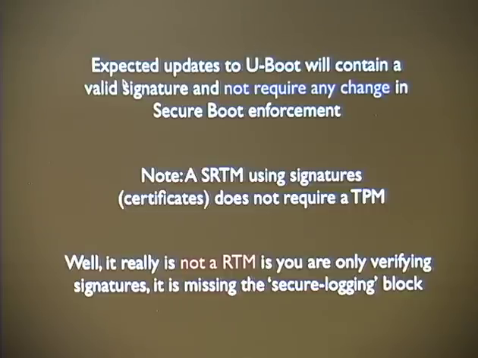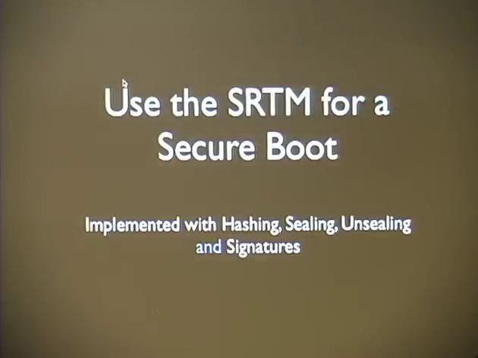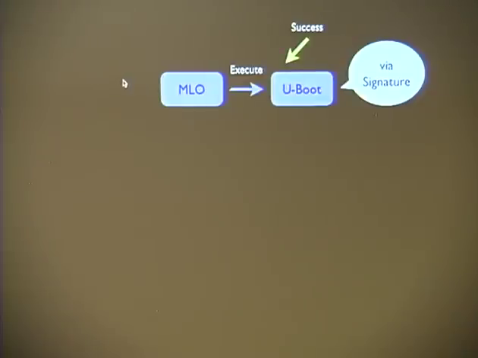And then the static root of trust measurement using signatures or certificates does not require a TPM. We can do this right now. But it's not really a root of trust measurement if we're not measuring anything, right? We're missing that secure logging block. So I'm going to argue right now and say that we need a combination of both, and I'm going to show you why. We need a seal and unseal, that kind of not robust mechanism, and then we need signatures as well.